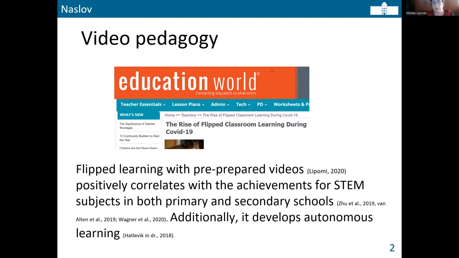And flipped learning is only one approach how to use video in teaching. It was quite researched, this flipped learning with pre-prepared videos. And the research somehow suggests that it is quite good for STEAM, for science, technology, engineering, and mathematics teaching and learning in primary and in secondary school. But the effect to knowledge is small. We see more positive effect in the autonomous learning, which is logical, because they have to learn by themselves, they have to organize time, they have to make small steps in order to gain the knowledge.